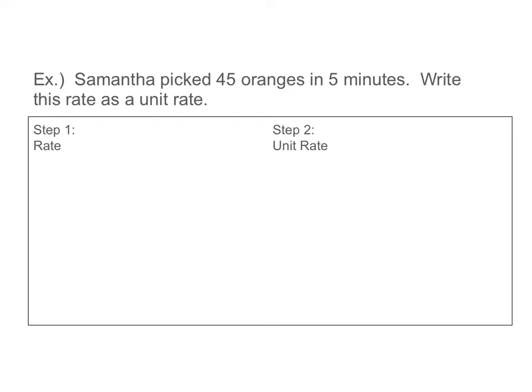All right, here's your first example. Samantha picked 45 oranges in 5 minutes. Write this rate as a unit rate. So the first step that you have to do is find the rate. And it's important that you use the rate in the correct order here, just like the ratios. So let's go ahead and write 45 oranges in 5 minutes.